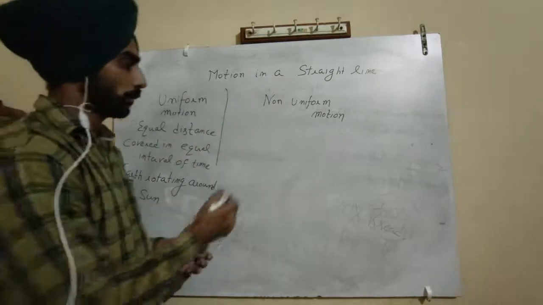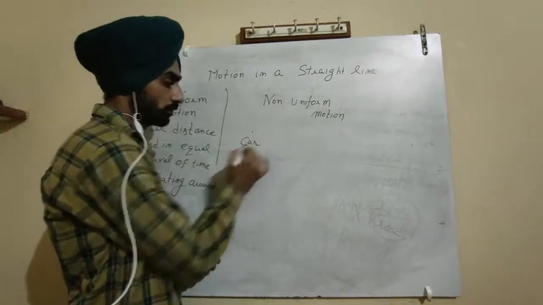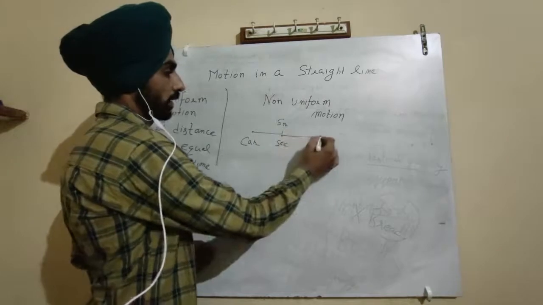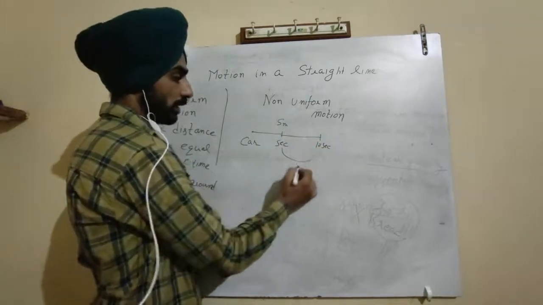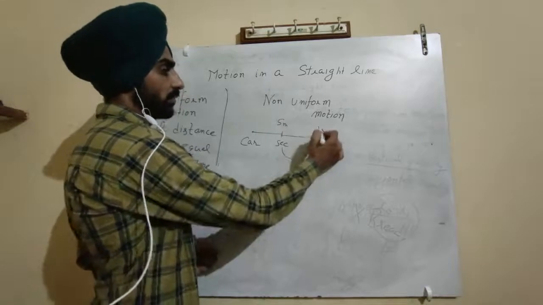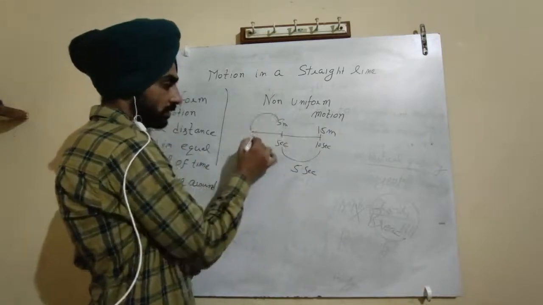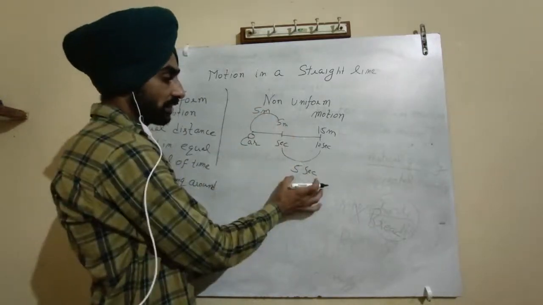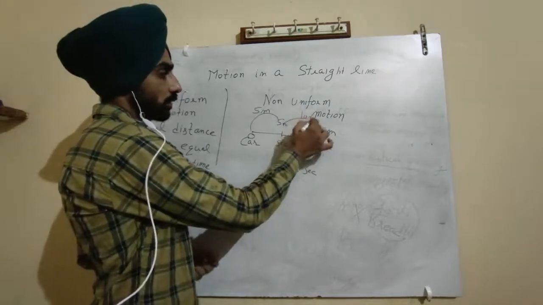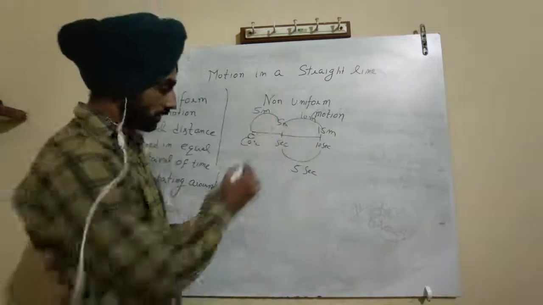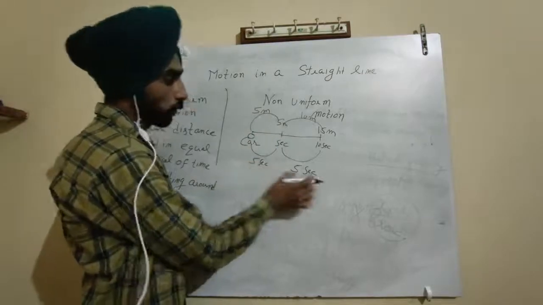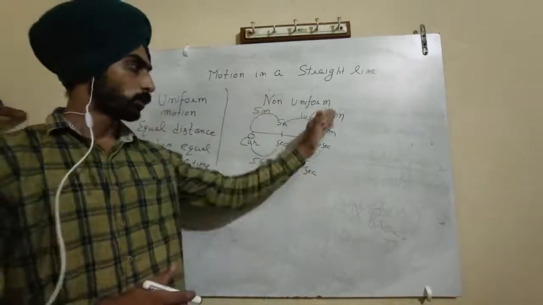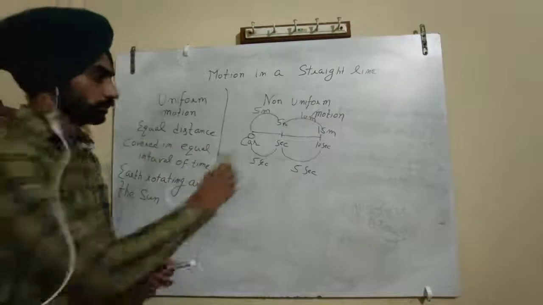And here you can take the example of non-uniform motion. A car is there. Suppose in 5 seconds it has covered 5 meters, and in the next time interval of 5 seconds, it has covered 15 meters. In the time interval 0 to 5 seconds it has covered 5 meters, but in this next 5 second time interval it has covered 10 meters. So this is unequal distance in equal interval of time. That type of motion is known as non-uniform motion.